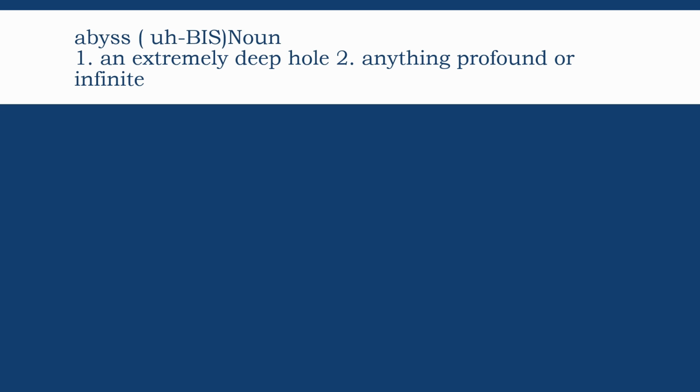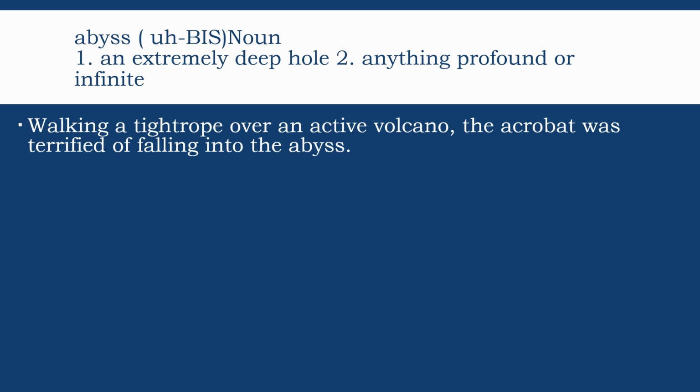Abyss. The stress is on the second syllable, abyss. It's a noun. An abyss is a deep and vast space or cavity. Anything that seems bottomless or very deep. Something that is profound or infinite. Walking a tightrope over an active volcano, the acrobat was terrified of falling into the abyss.